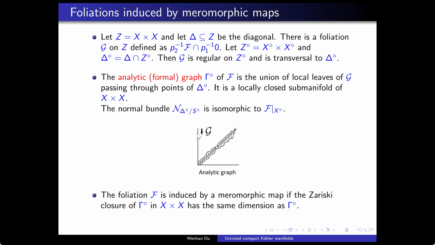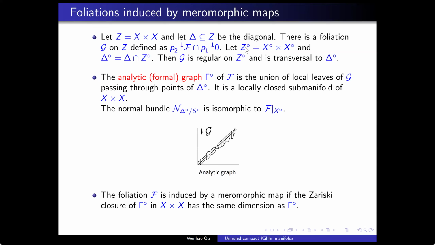Indeed, because we cannot have too many dimensions in this two-dimensional picture, we cannot see the real shape of this formal graph. We can compute easily that the dimension of the graph gamma 0 is equal to the dimension of X, the dimension of the diagonal, plus the rank of the foliation. So it is strictly smaller than the dimension of Z, which is X times X, if the foliation is not the entire tangent bundle. So this is the definition of the analytic graph.